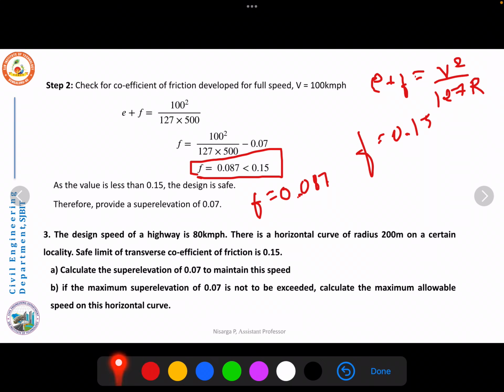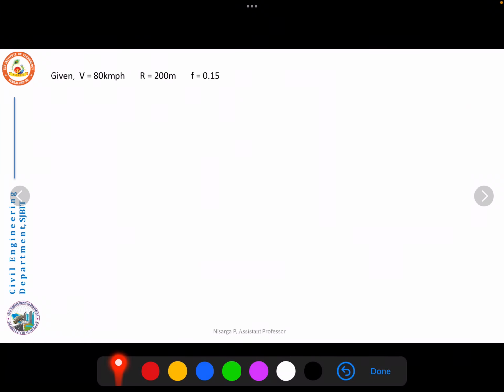So let us take another example. It is given that the design speed of the highway is 80 km/h, the horizontal curve radius is 200 meters, and the safe limit coefficient of friction is 0.15. What we have to do is calculate the superelevation to maintain this speed, and if the maximum superelevation is not achieved, calculate the allowable maximum speed of the horizontal curve. So now we'll go through the step-by-step procedure for the superelevation design, taking the V value as 80 km/h and R as 200 meters, and check step by step whether the requirements for e and f are satisfied or not.